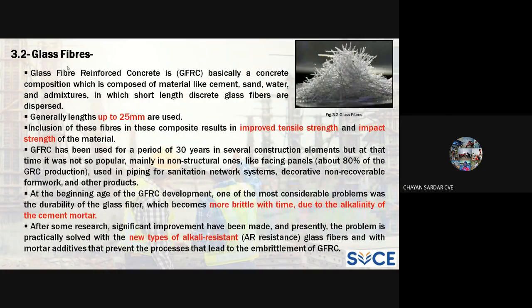Next come the glass fibers. Glass fiber reinforced concrete, GFRC, is a composition of cement, sand, water, and admixtures. They are a little short in length, up to 25 mm. They also improve the tensile strength and impact strength. They become more brittle with time due to alkalinity in the cement mortar. As the technology advances, there are new types of alkali resistant glass fibers which are not so brittle.